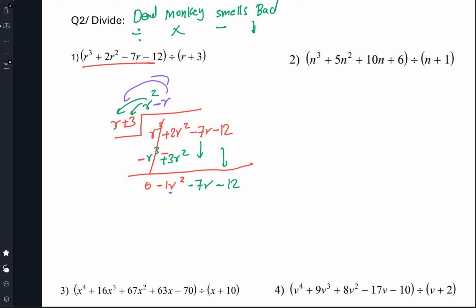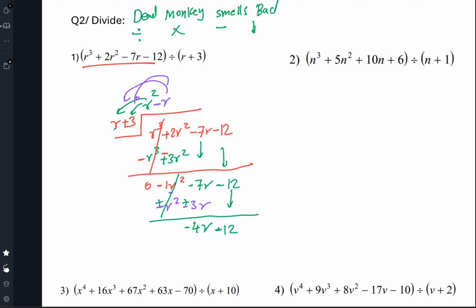Again, multiply by both of them. So we will get negative r square, and negative r times 3 equals negative 3r. Now change the sign, please. This one negative changes to positive, this one negative changes to positive also. These two cancel each other always. Negative 7 plus 3 equals negative 4, and you write down r and bring this one down, minus 12.